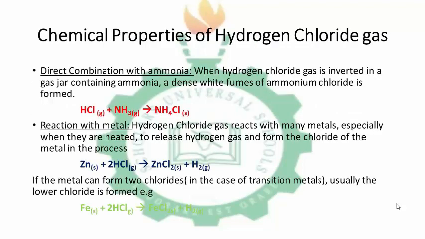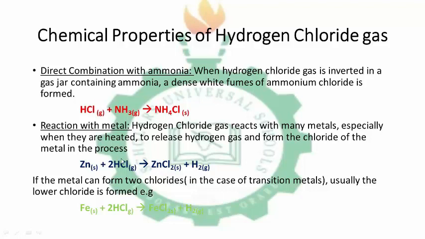In our first discussion, we are going to discuss the reaction of hydrogen chloride gas with ammonia. When hydrogen chloride gas reacts with ammonia, it produces a dense white film of ammonium chloride. This is the equation of the reaction: hydrogen chloride gas reacting with ammonia to give you a dense white film of ammonium chloride.